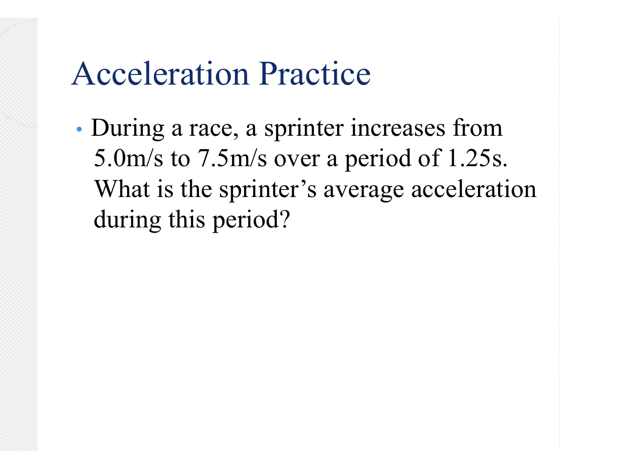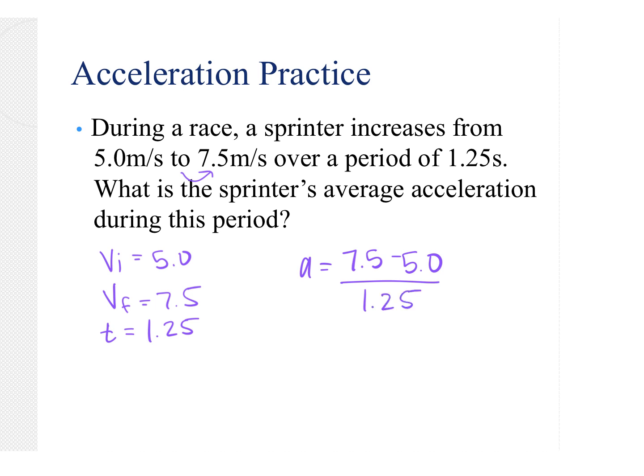I'm going to encourage you to start making a list of what these numbers mean in our problem. So tell me, what does that 5 meters per second represent? Initial velocity, so Vi equals 5.0. It tells me I'm getting to 7.5, which would mean that is my final velocity. And it says over a period of 1.25 seconds, which would be my time. Okay. And then I'm looking for acceleration. So acceleration equals final minus initial over time.